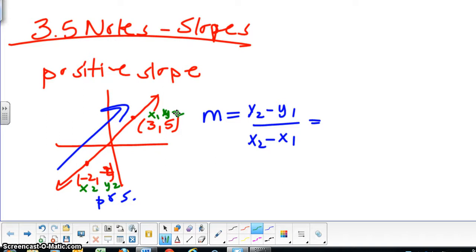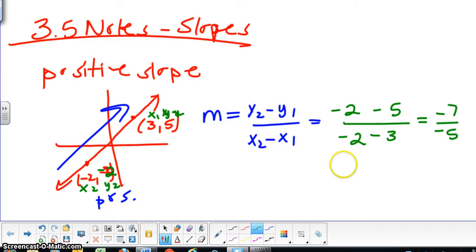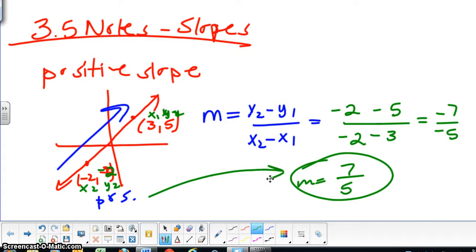And we can plug in the numbers. So y2 is a -2. That's supposed to be a -2 down there. And minus y1, which is 5. In the denominator, we'll take the x2, that's -2 also, minus 3. So then your slope is going to be a -7 over -5, which we know reduces to 7/5, re-emphasizing the fact that it's also a positive slope.